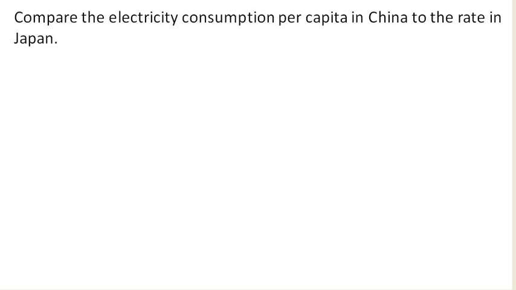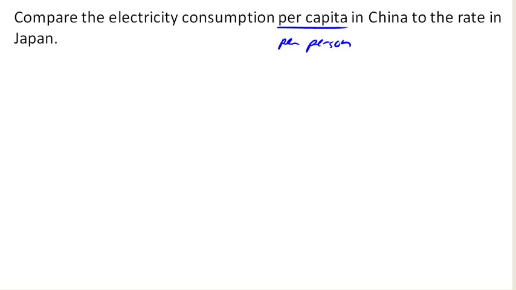So now we're going to look at a problem involving comparing quantities that are quite large, because sometimes those can be a little challenging to work with. So let's compare the electricity consumption per capita, and per capita, if you're not familiar with the term, means per person. So the electricity consumption per person in China to the equivalent rate in Japan.